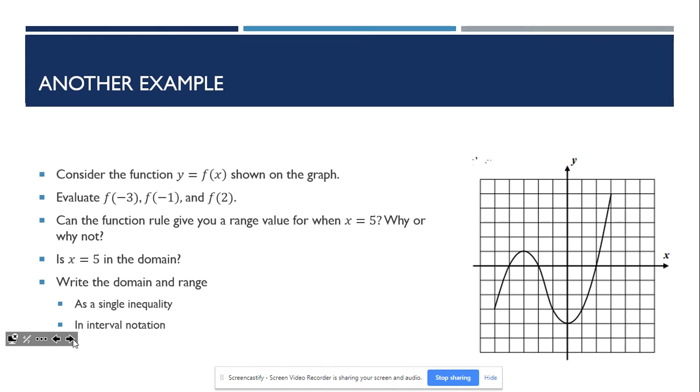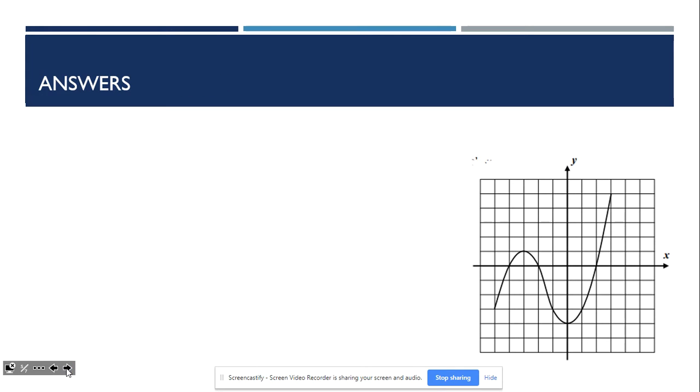Here's another example for you to consider. Please make sure you're sketching the graph when you're doing the example in your notes. And also please make sure that you are writing down every single portion of this example and then pausing the video to try it on your own. Let's take a look at the answers.